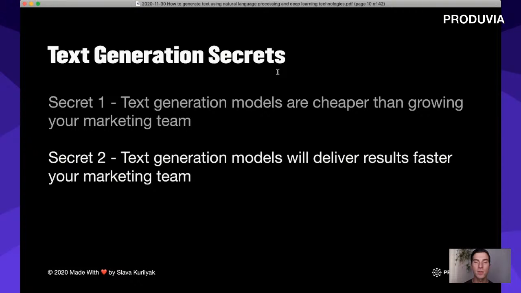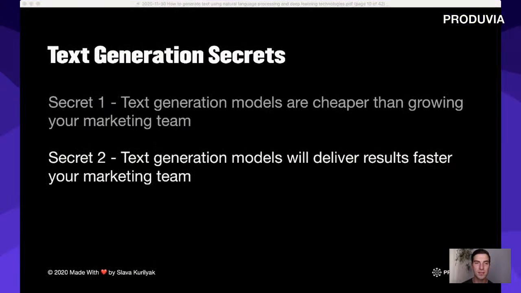Text generation models will deliver results faster than your marketing team. So if we're looking to create an impact on your business, then we need to deliver results faster. And today, the fastest way to do so is to develop a model, put it into production, and use it.